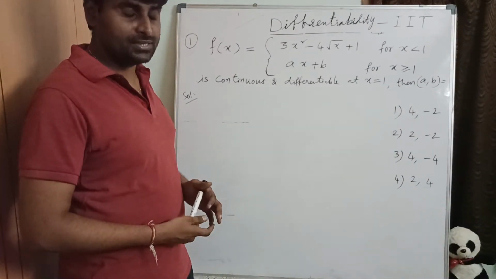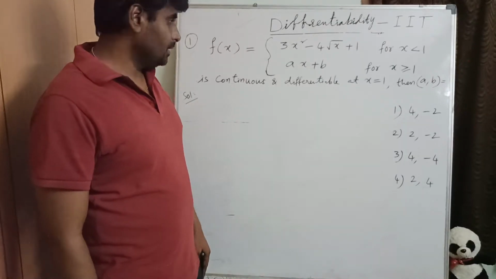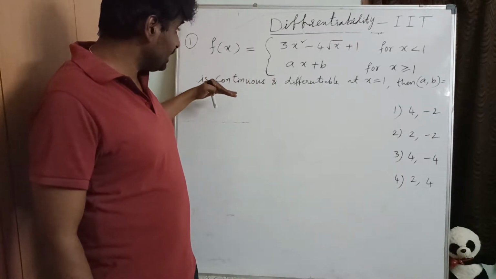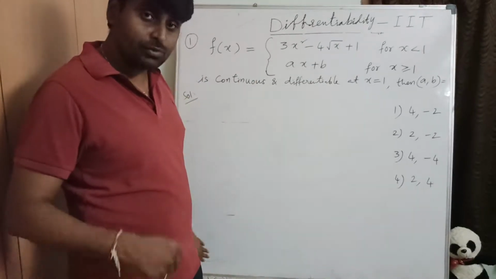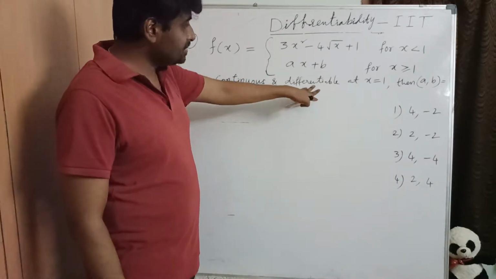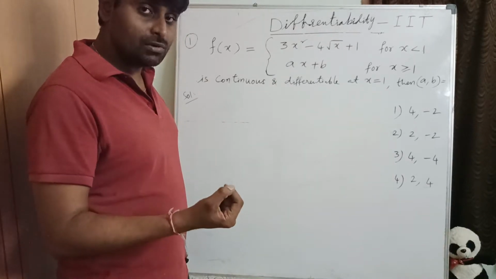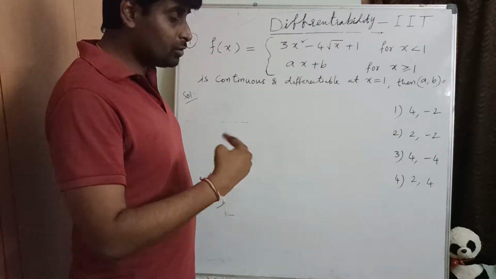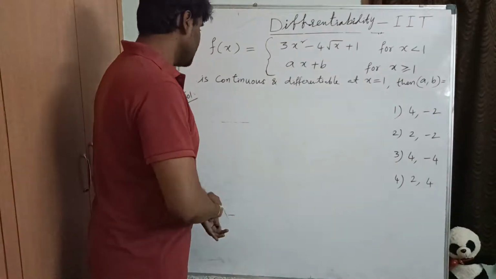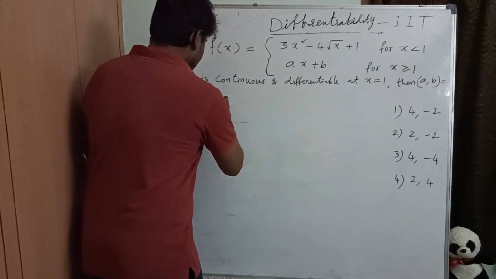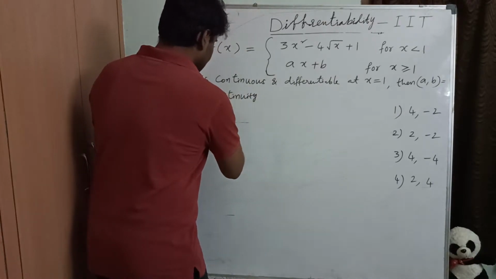Now tell me, just recall continuity of the given function. What do you mean by continuous? LHL equal to RHL, correct? First of all, we'll see LHL equal to RHL because it was given as continuous. So we need to equate LHL and RHL, and differentiable means left hand derivative equals right hand derivative, LHD equal to RHD. We need to equate both, so that we get the values of a and b, right? So let us go for continuity of the given function.